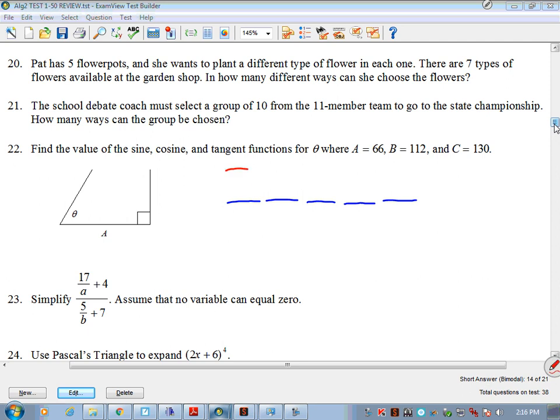7. Thank you. Now that I've planted a type of flower in pot number 1, how many different types of flowers can I plant in pot number 2? 6. Thank you. And then next, 5, 4, 3. Stop! Now what do I want to do with 7, 6, 5, 4, and 3? We want to multiply those on up. Somebody tell me what 7 times 6 times 5 times 4 times 3 equals.